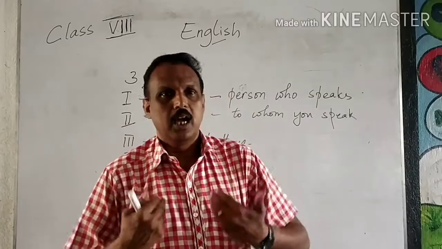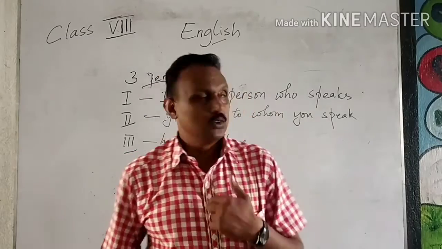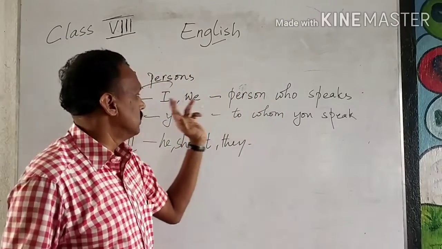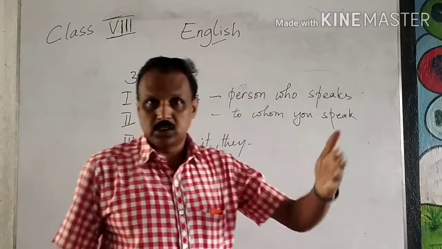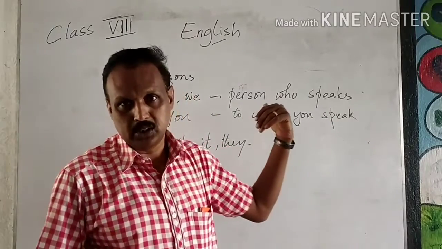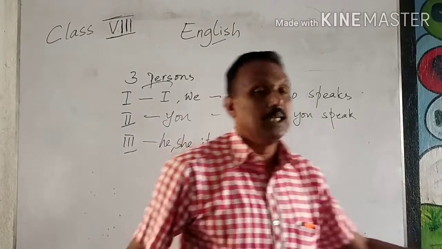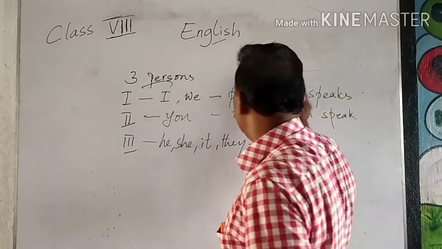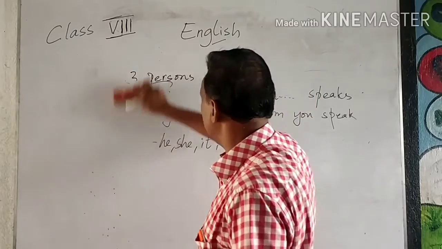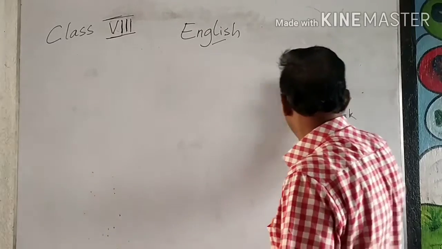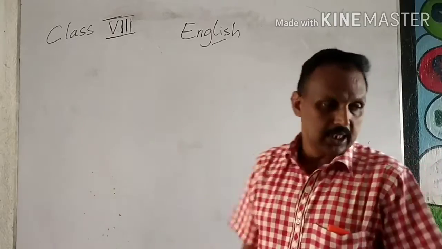When I say, I am good, I am the person who is talking, and I is the first person. When I am saying something to you, you are the second person. When I am saying something about somebody to you, it is the third person. So I, we come under first person, you second person, he, she, it, they come under third person.